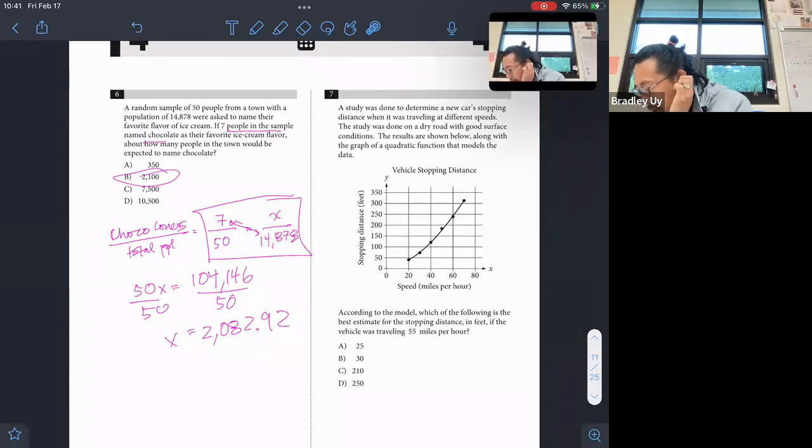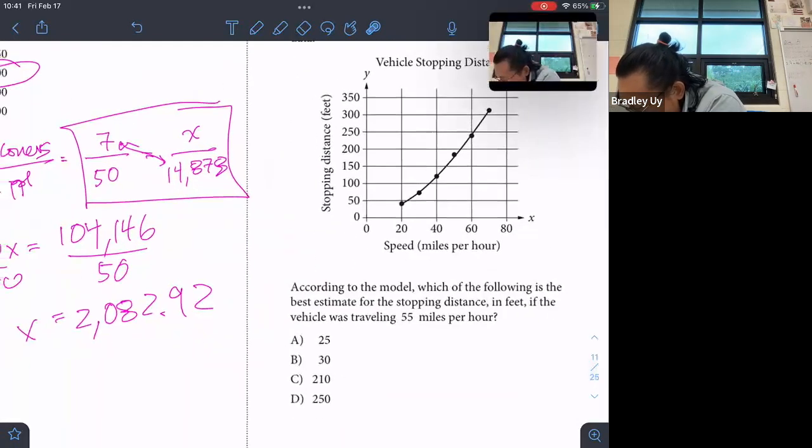A study was done to determine a new car's stopping distance when it was traveling at different speeds. The study was done on dry roads with good surface conditions. The results are shown below, and it's a quadratic function. According to the model, which of the following is the best estimate for stopping distance if the vehicle is traveling 55 miles per hour?